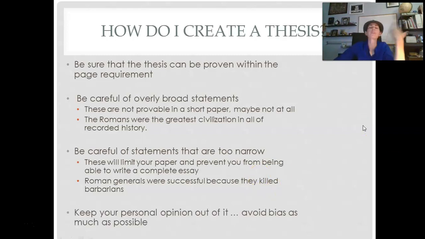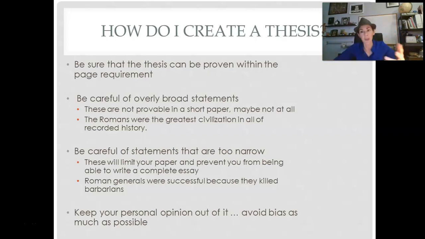Now, obviously, this is your argument, right? You came up with it, right? You're going to argue it. So it is your personal opinion, but I mean inherent bias, right? You want to avoid that as much as possible. You're not going to be neutral because you are taking a position, but you do want to be objective.